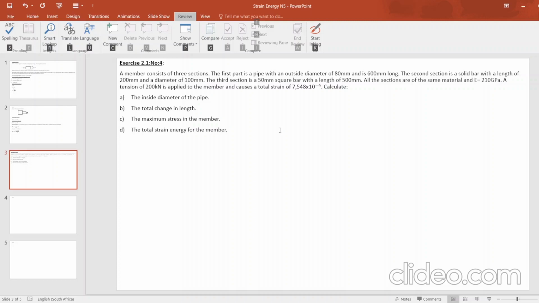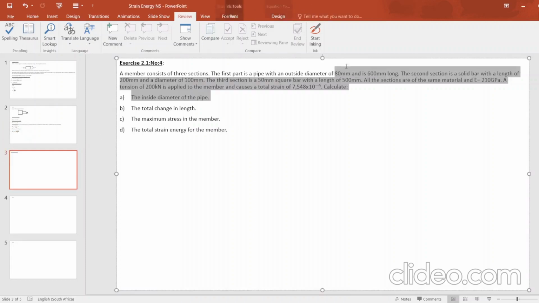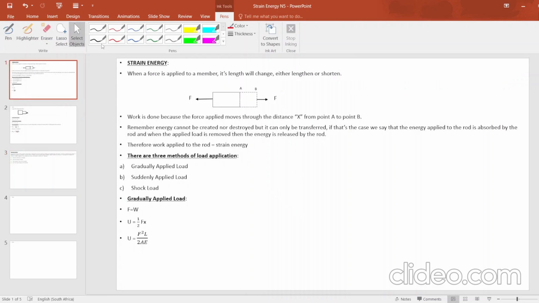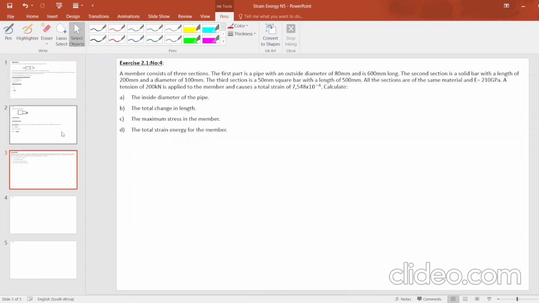Good day, good people. Let us look at the application of the gradually applied load. I will be applying that which we spoke about, the gradually applied, looking at exercise 2, number 4 in our blue books.